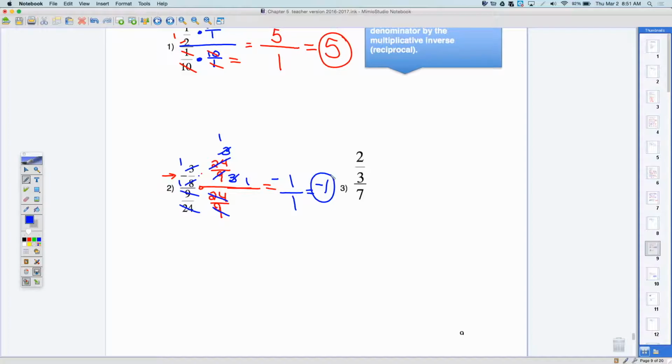Number 3 says 2/3 over 7. So we have a fraction in the numerator and a 7 in the denominator. We can put the 7 over 1 in the denominator and multiply both the numerator and denominator by 1 over 7. In your denominator, everything cancels out and you're left with a 1. In your numerator, you can't cross-cancel anything, so multiply your numerators together, your denominators together. So we have 2 over 21.